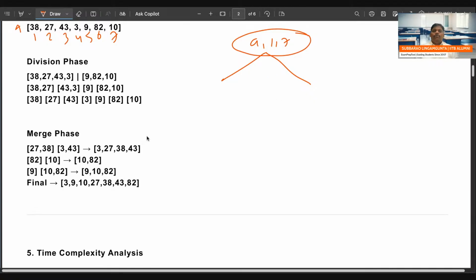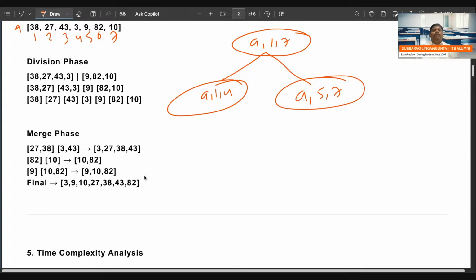A[1..7]. First divide: 1 plus 7, 8 by 2, so 4. Array A from 1 to 4, sort the left side. Array A from 4 plus 1, that is 5 to 7, sort this. So first we divide.